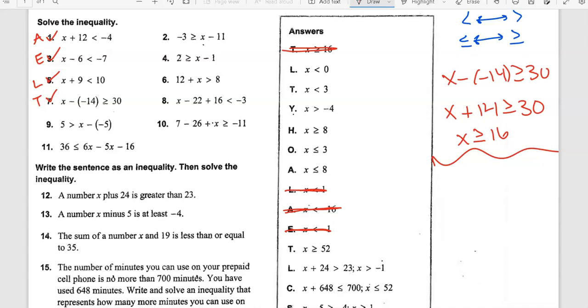Okay, number 9. Do you notice anything about 9 that might be different from what we were doing before? The sign's in front, right? See how the x is on the other side of the sign? That's also happening for 2 and 4. So I'm glad this is happening on 9 so we can do one together. 5 is greater than x minus negative 5. So the problem before just showed us that minus negative we're going to make it a plus, right?